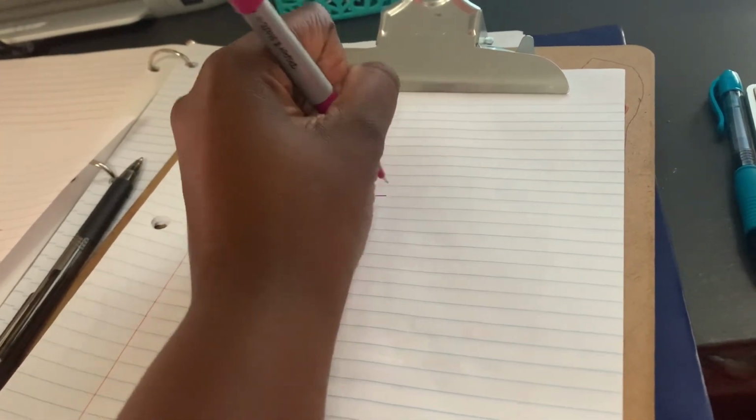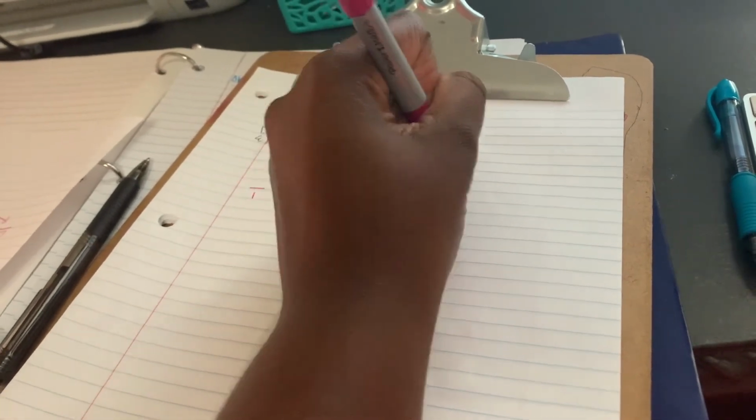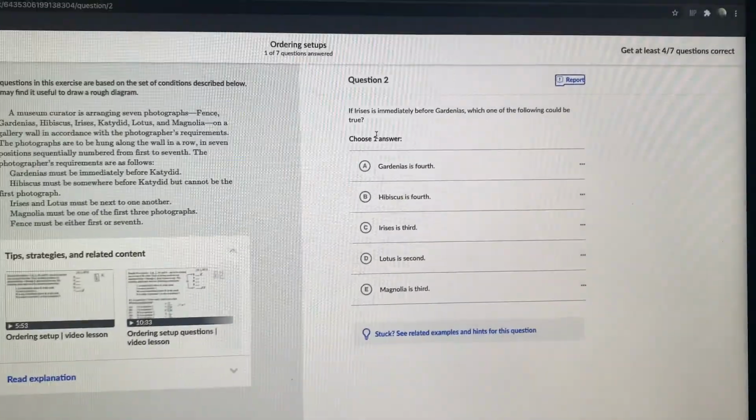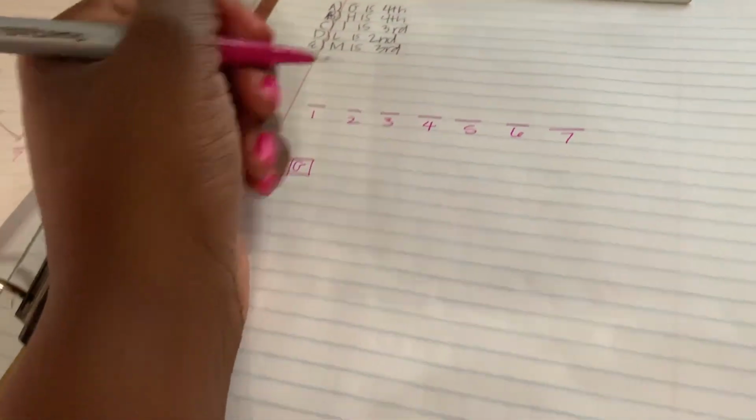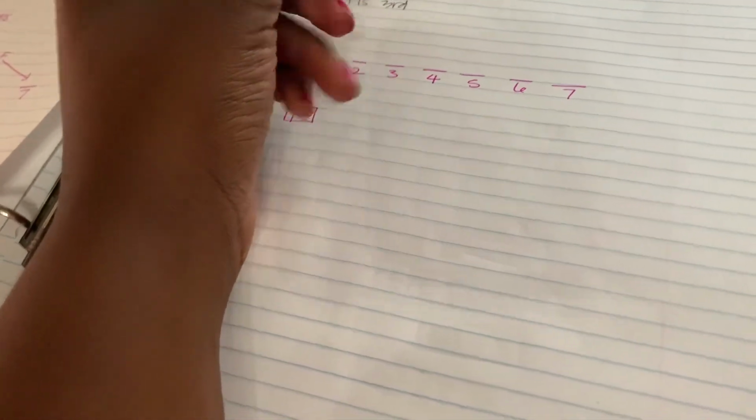Okay, so let's just start with what they gave us. I'm going to go ahead and do my 7 spots: 1, 2, 3, 4, 5, 6, 7. Okay, so here they say that I is immediately before G. Okay. Back to our passage, it says that G must be immediately before K.